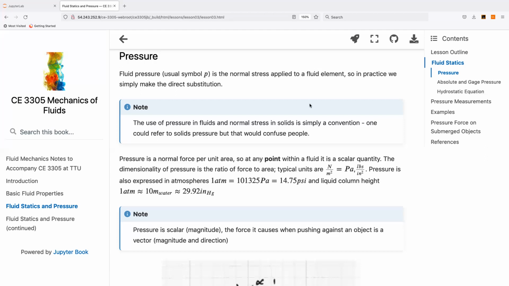So its standard atmosphere is 101.325 kilopascals, or 14.7 pounds per square inch, or actually it's a little bit more than 10 meters of water, or 29.92 inches of mercury, or 33 point something feet of water. You memorize it and you never forget it.